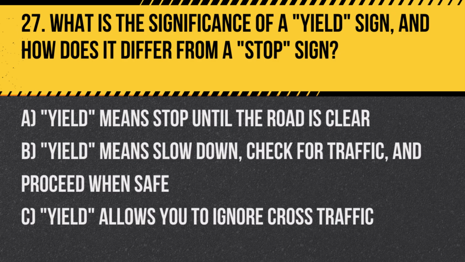A. Yield means stop until the road is clear. B. Yield means slow down, check for traffic, and proceed when safe. C. Yield allows you to ignore cross traffic.